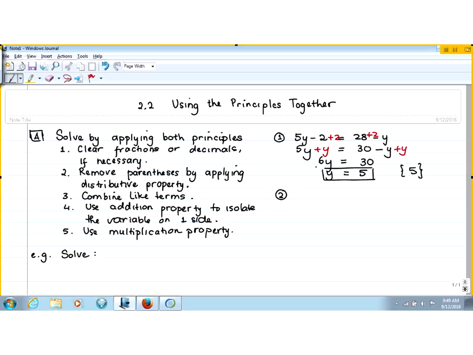Okay, so number 2. Alright, so 7 minus 2r plus 8 is 32. Okay. And then number 3. Let me see if I have space here. 13 minus parentheses 2c plus 2 is equal to 2 times c plus 2 plus 3c.